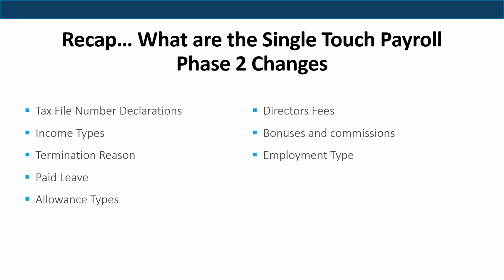Specifying a reason for termination will also be mandatory when an employee finishes their employment. Currently, an employer might be asked to provide an employee with an employment separation certificate upon an employee's termination of employment, but under Phase 2, you will require the reason for termination to be included in the STP report that is sent to the ATO.